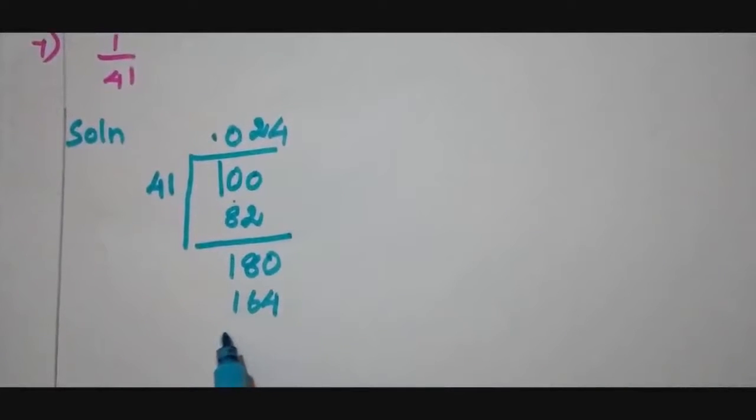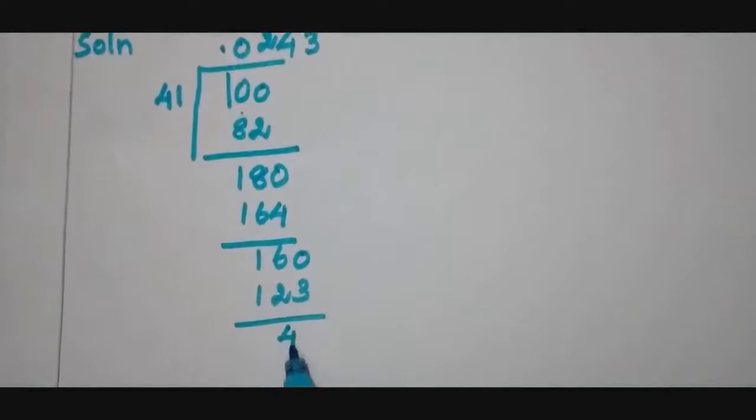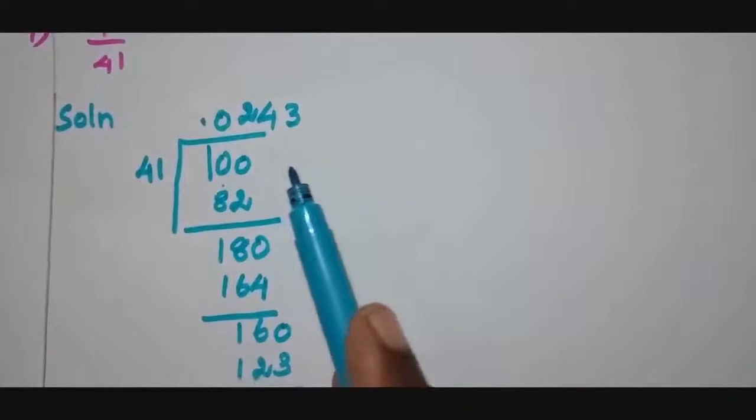Now 4 into 41 is 164. 180 minus 164 is 16. So add 1 0. 3 into 41 is 123. Remaining 47. So now we have reached 4 decimal places. We have to round off to 3 decimal places. So you can stop it here itself.